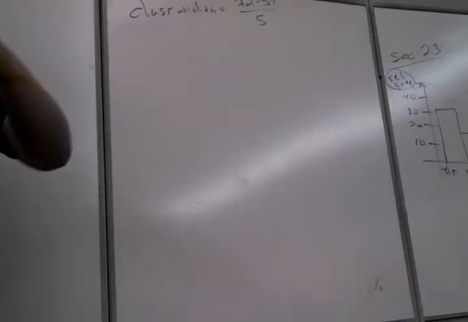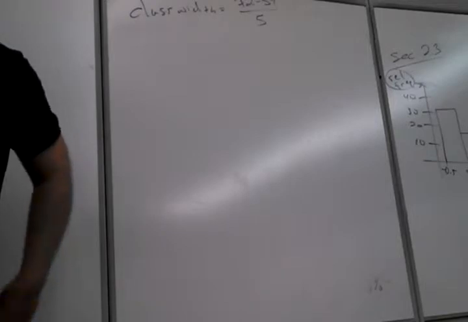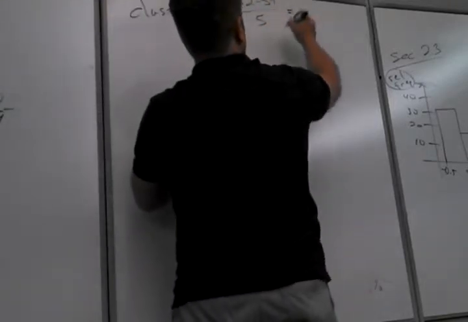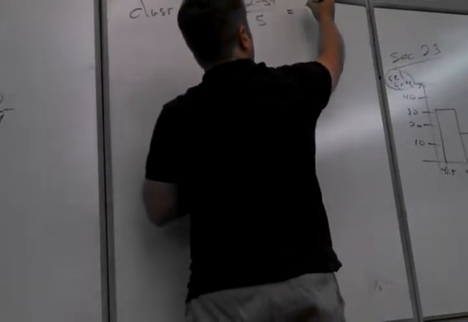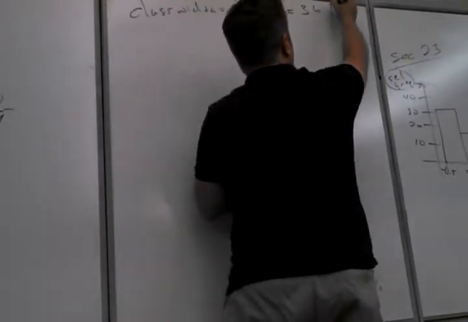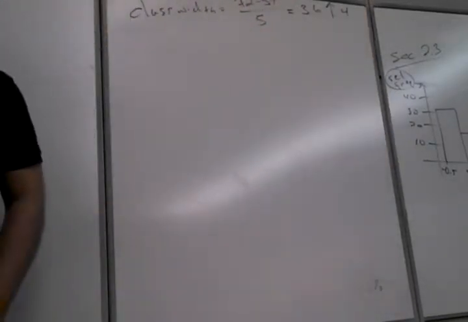So in a quiz or a test, I probably will let you choose your own class size. So everybody's histogram could look a little different. And then here you get 18.5 divided by 5, that's 3.6, and you always round this up. You don't always have to. It's a really good idea.